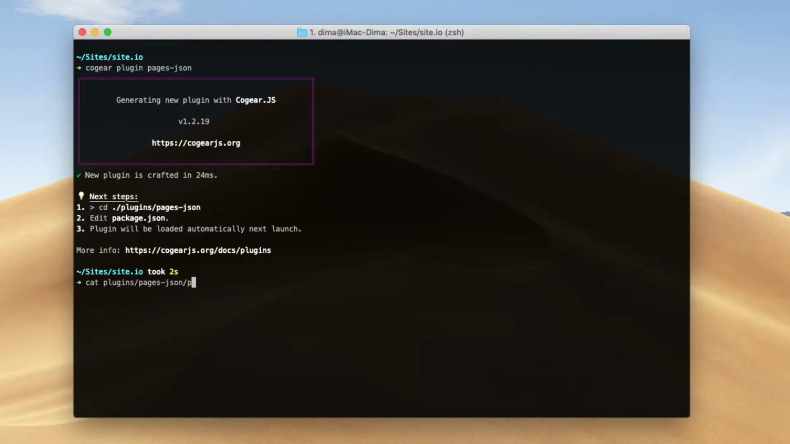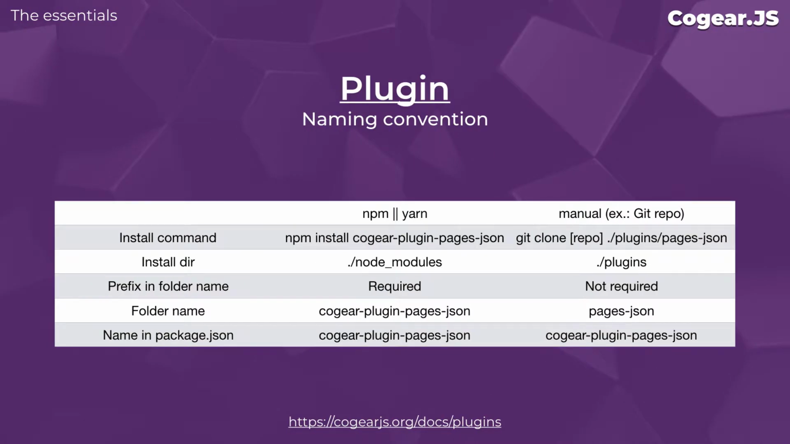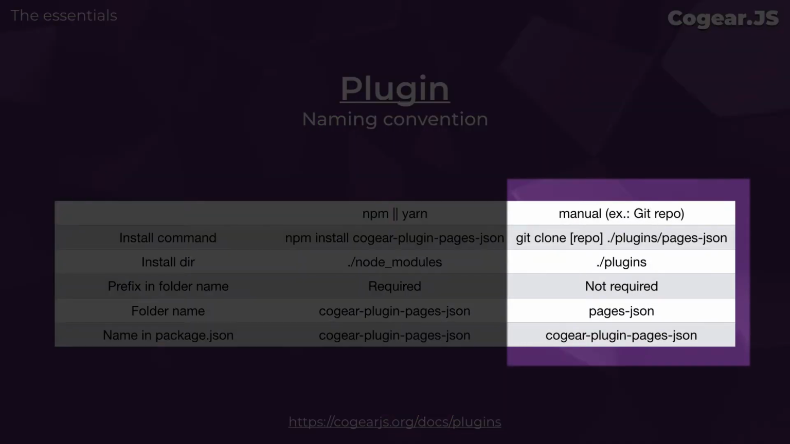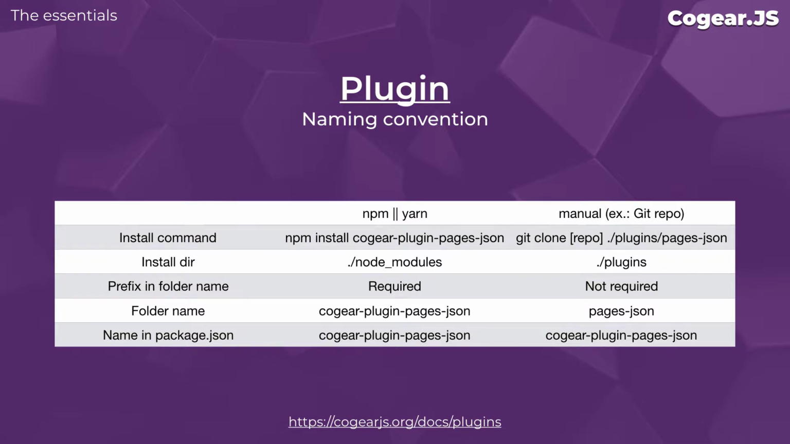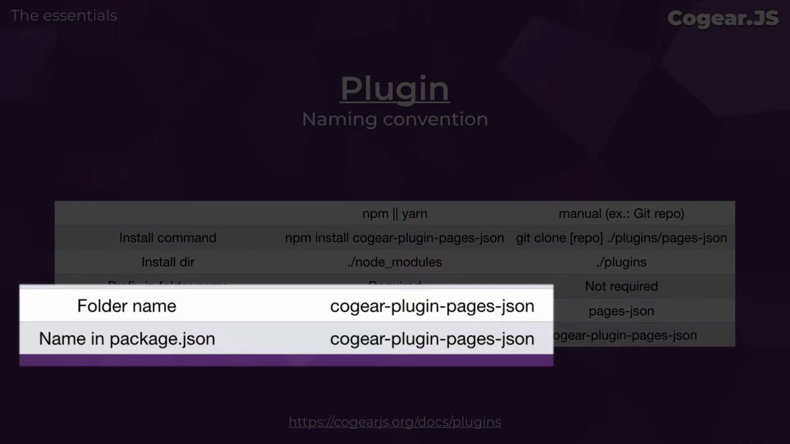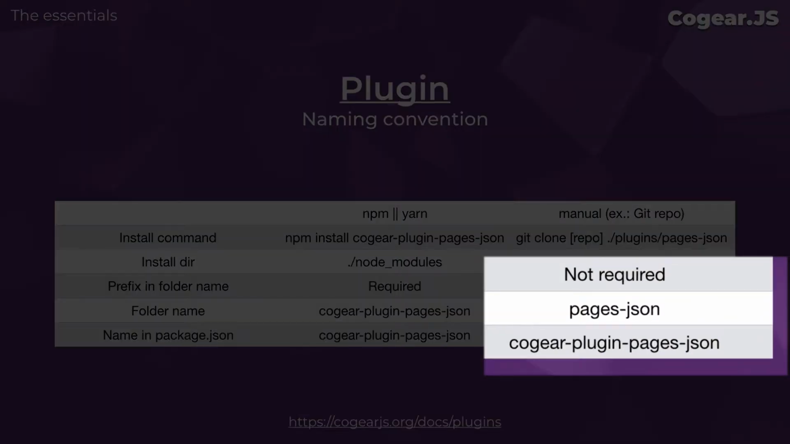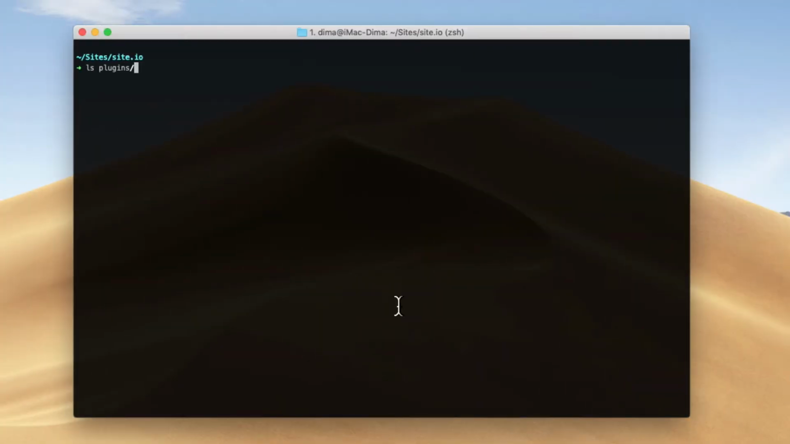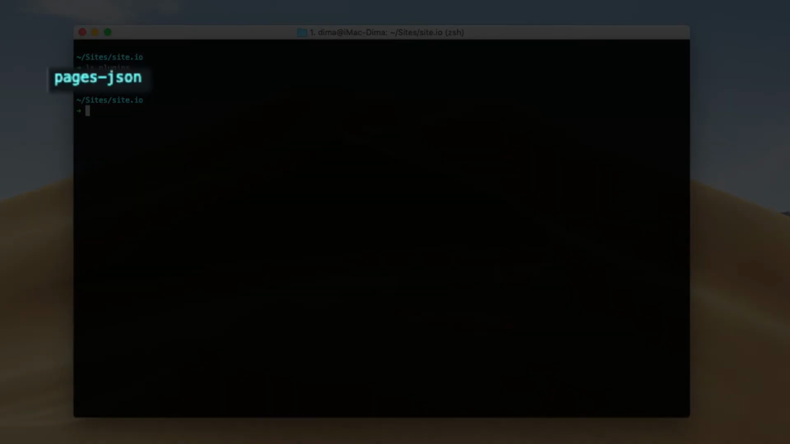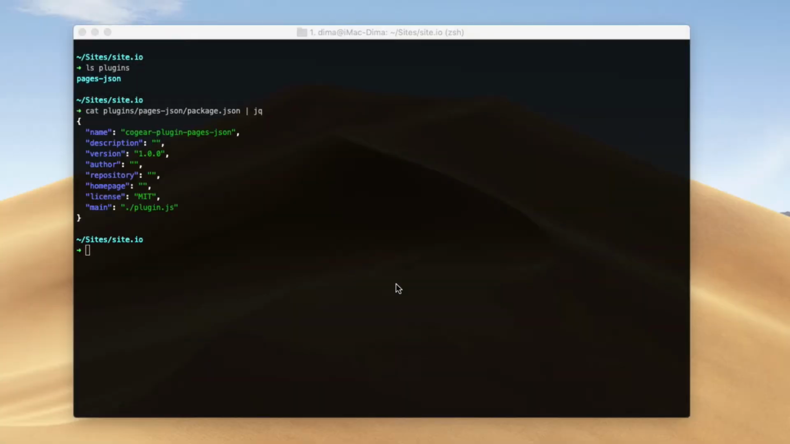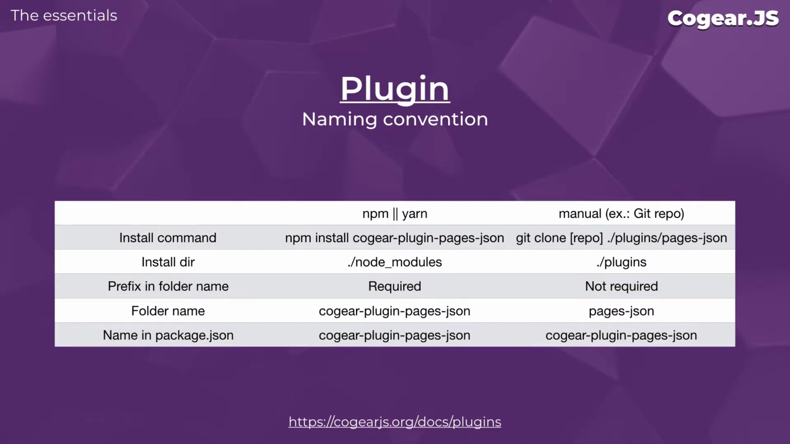There are two installation methods for plugins: via npm or yarn, and the manual method, when the plugin should be placed into the plugin subfolder of the site directory. In the first case, all installed plugins would have names prefixed with Cogear plugin. In the last case, they can have this prefix, but it's not required. So when you're generating a plugin via the command line, its folder name won't have the prefix, but its package.json file would have the proper prefixed name.